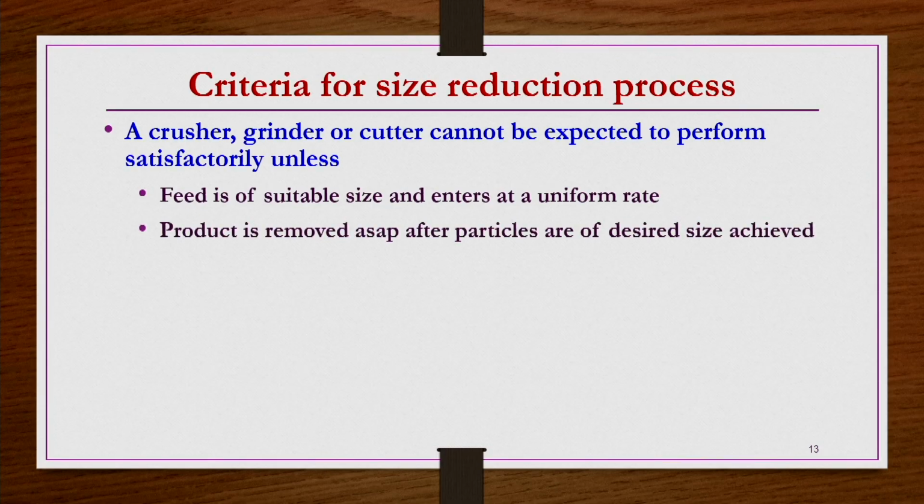Also, feed must enter at a uniform rate, that is another important thing if you want satisfactory crushing. Product should be removed as soon as possible after particles of the desired size are achieved. So, you cannot retain particles, let us say you need particles of average size 1 mm from a feed size of average 100 mm. Once you realize the particles have been reduced to almost 1 mm, it is better to remove the product as soon as possible.